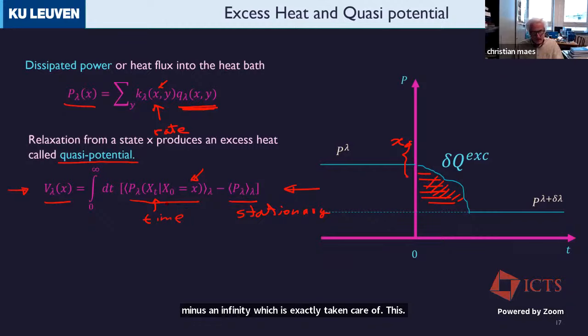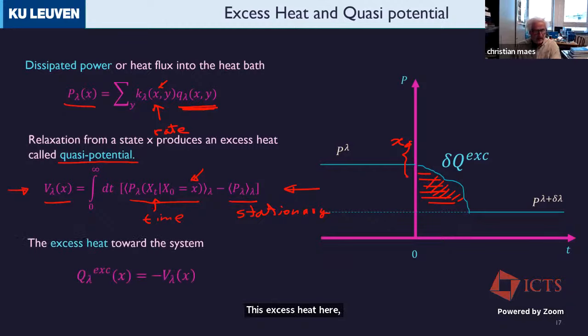Okay, so that's what we call the quasi-potential. And then there is a theorem, if you wish, that the excess heat towards the system, at least for elementary changes in lambda, is exactly related to that quasi-potential. I'm not discussing that, but I take it for granted in this talk that in the quasi-static approximation, the excess heat is completely determined by this quasi-potential. All right.